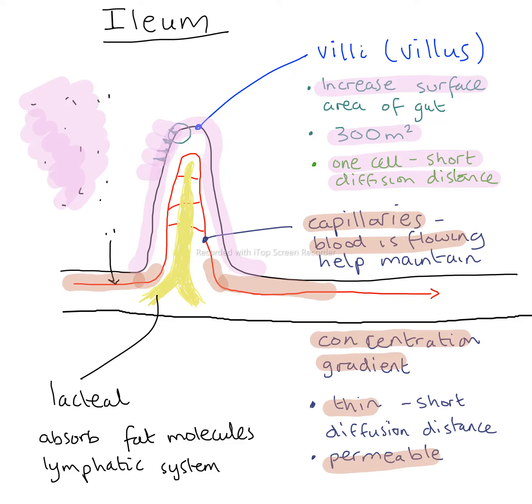And then finally, you've got this central structure here. It's called the lacteal, and it absorbs mainly the fat molecules and puts them into the lymphatic system. This eventually drains back into the blood. So what we've just done is the structure of the ileum. So the question might be, how is the structure of the ileum, or the intestine, adapted for efficient food absorption? And you say all this.